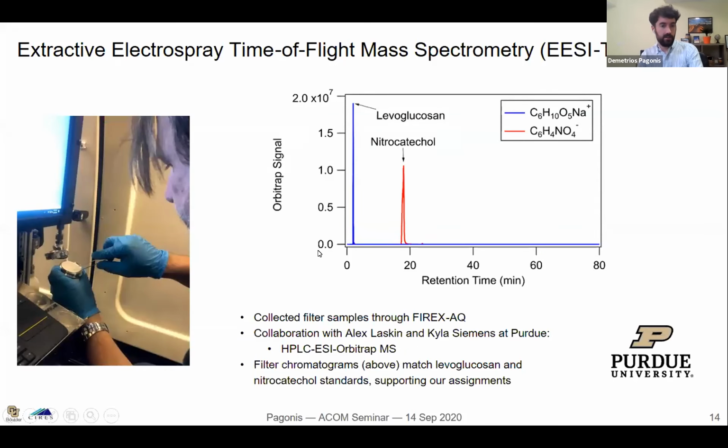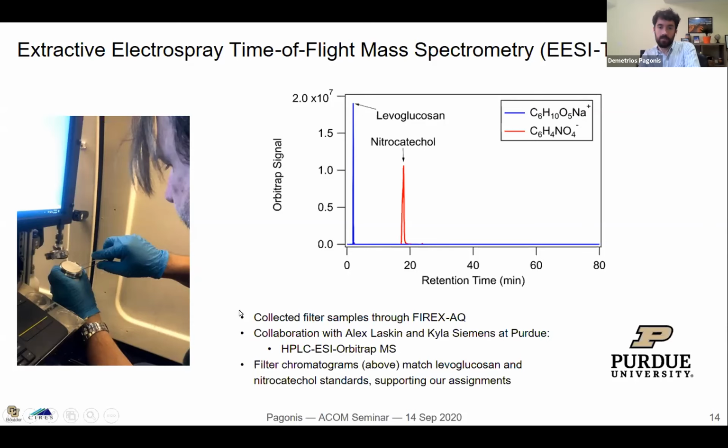I want to take a quick detour here to address a common concern with these chemical ionization techniques, which is just how many isomers and how many different compounds are contributing to signal at a single mass. And so all through FIREX-AQ, we collected filter samples, just here, standard 47 mm filters. Here, Pedro is transferring a collected sample to its holder in order to be frozen and shipped off to Alex Laskin's group at Purdue.